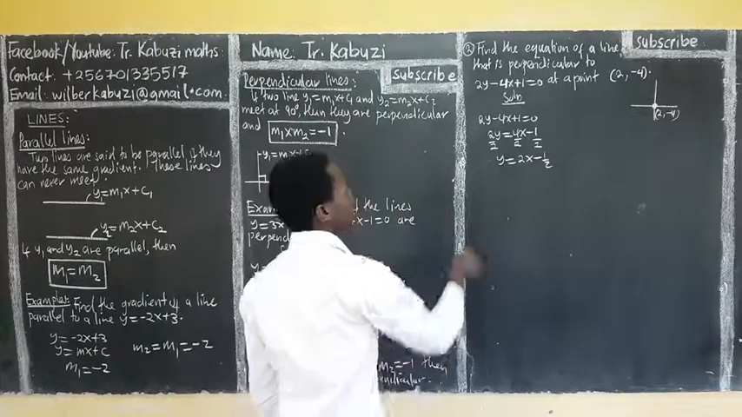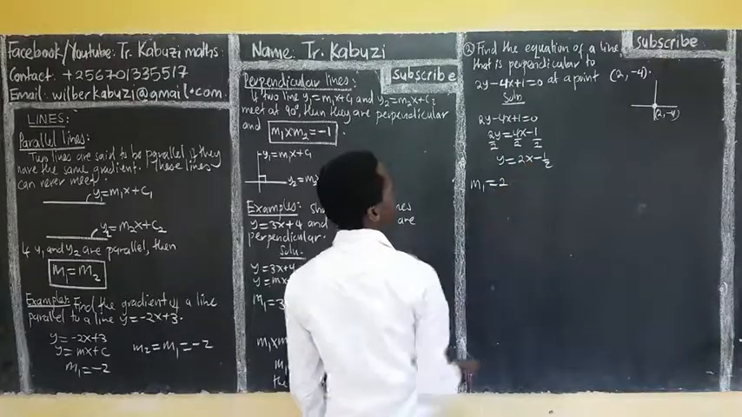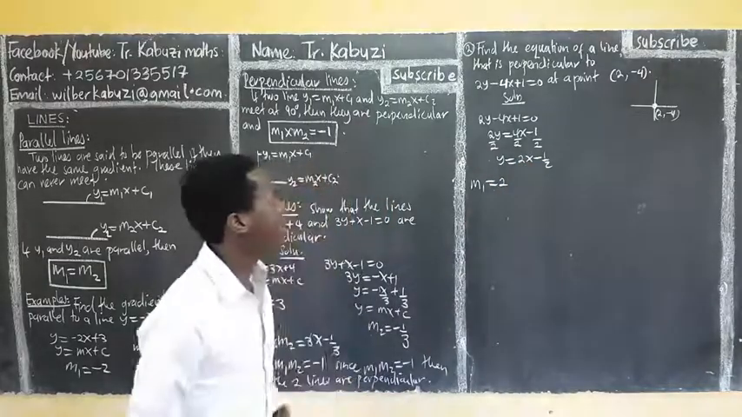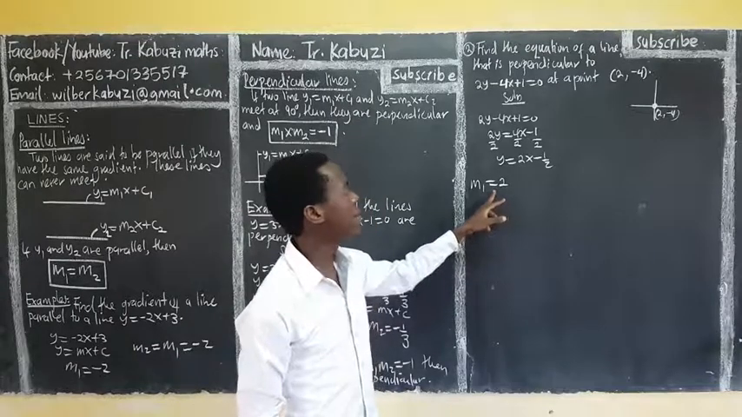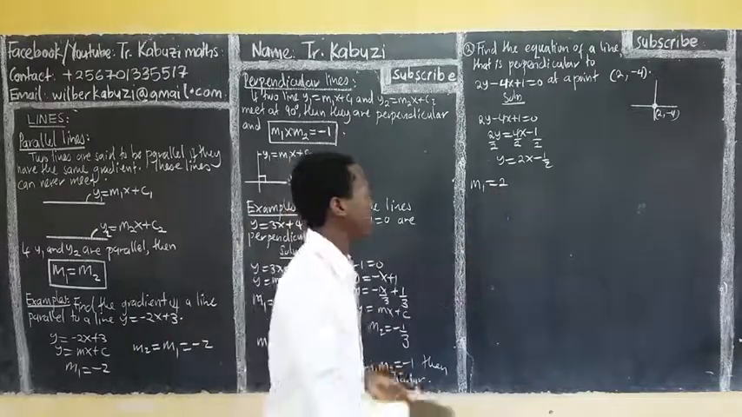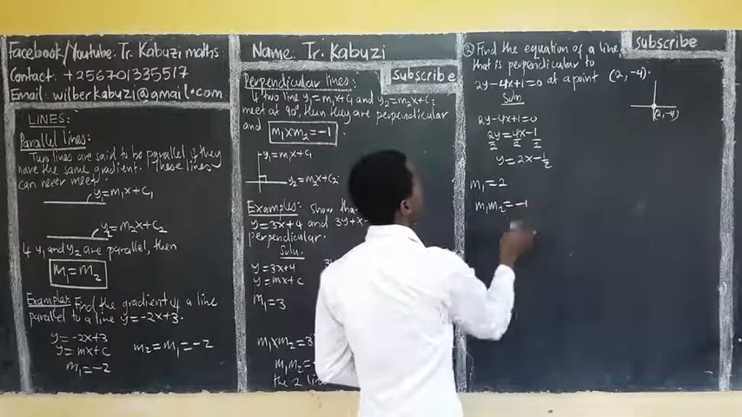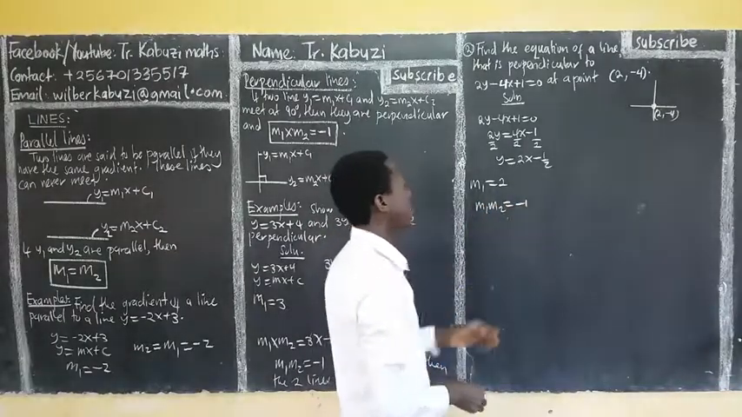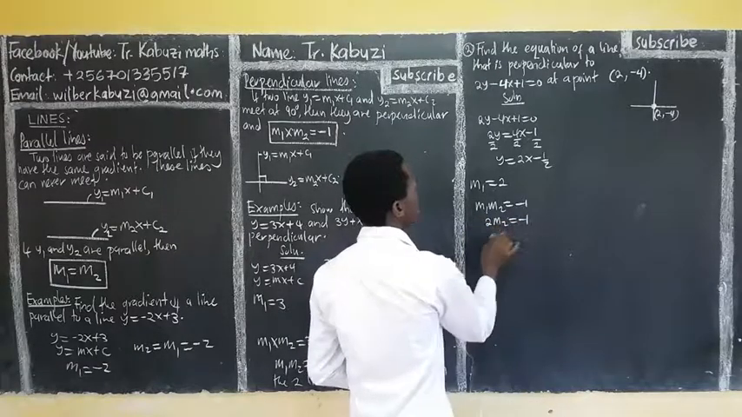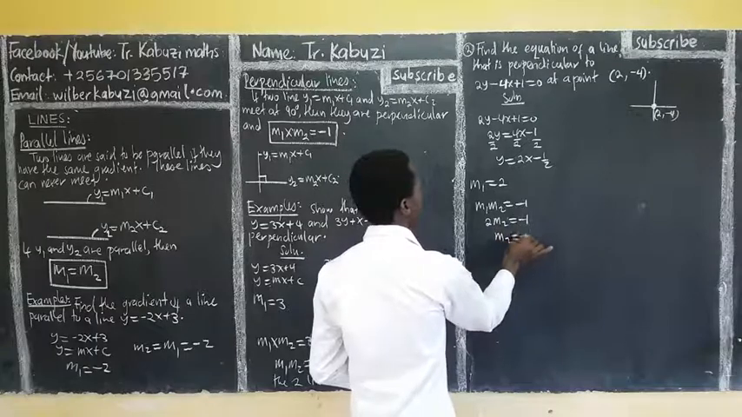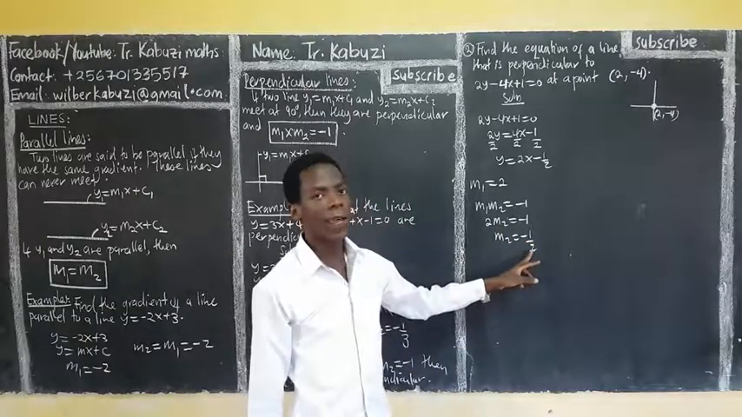So now we can get gradient m1, which is the coefficient of x, which is 2. Now the line we want to get is perpendicular to this. If it's perpendicular, it means that we can now get the gradient, because for two perpendicular lines, the product of their gradients is negative 1. So you have m1 as 2, divided through, my m2 becomes negative 1/2. Meaning that now the gradient of the second line I want is this.